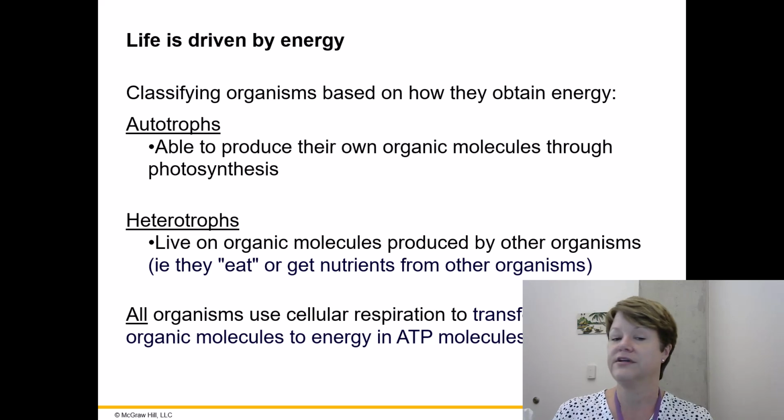But no matter how an organism gets the organic molecules, once they have them, they all use cellular respiration to transfer the energy that's in the covalent bonds of the organic molecules into the energy of ATP molecules. So it's a transfer of energy from one molecule to another. It's going to involve lots and lots of steps, and there's going to be some vocabulary that we want to review. Some of it was in your preview assignment, and some of it is going to be new.